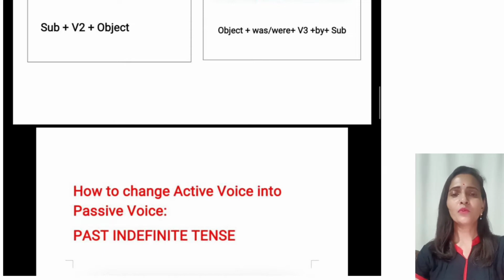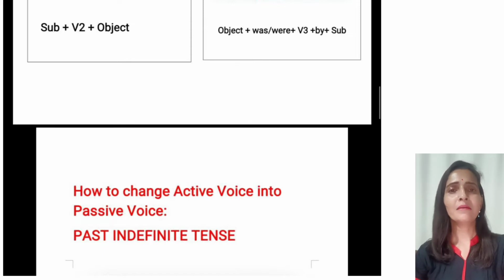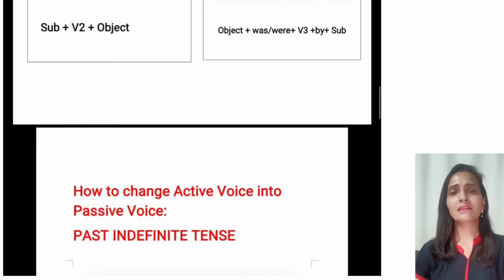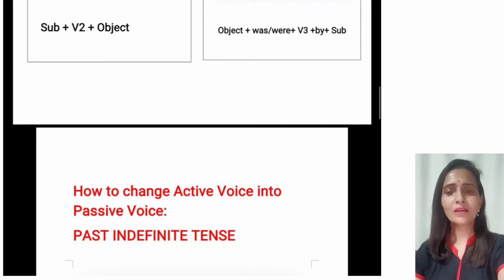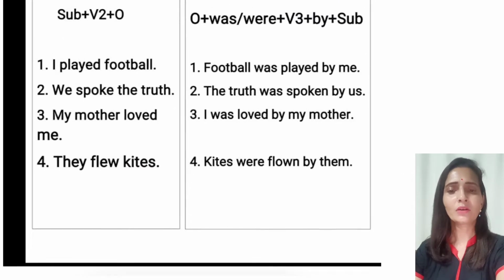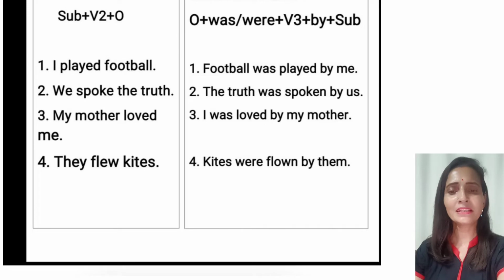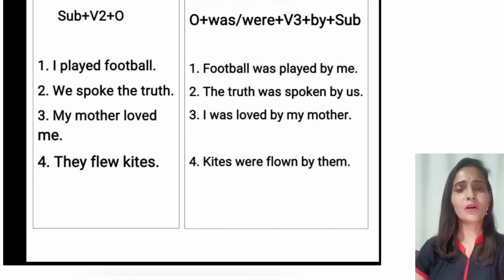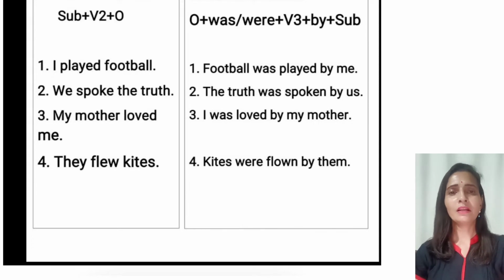I played football. Okay. So first of all, we will change object into subject. Let's understand what is subject here. I played football. What is object here? So football is the object here. So first of all, we will write football, that is object, on the place of subject.